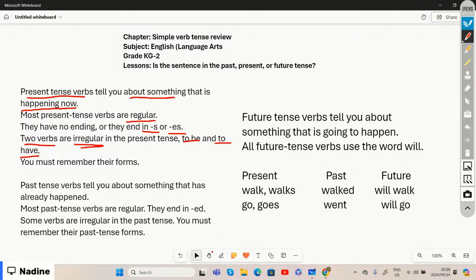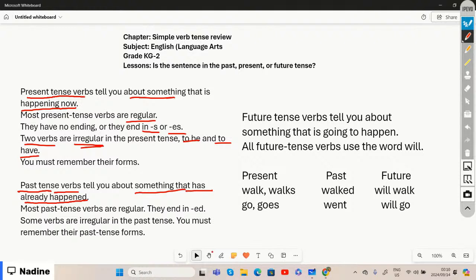And then we have the past tense. Keeping in mind that the present tense, we said, ends with s or es. But now our past tense verb. The past tense verb tells you about something that has already happened. It is in the past. If something happened this morning, then it's in the past.